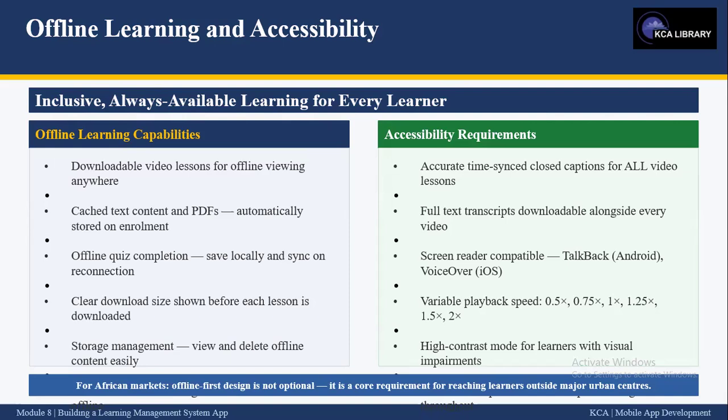Consequently, offline design, such as allowing lessons to be downloaded for later viewing, is not an optional feature, it is a core requirement. Additionally, your application must meet accessibility standards, including time-synchronized closed captions, full text transcripts, and support for screen readers like TalkBack and VoiceOver. These features are not just best practices, they are essential for inclusive education.